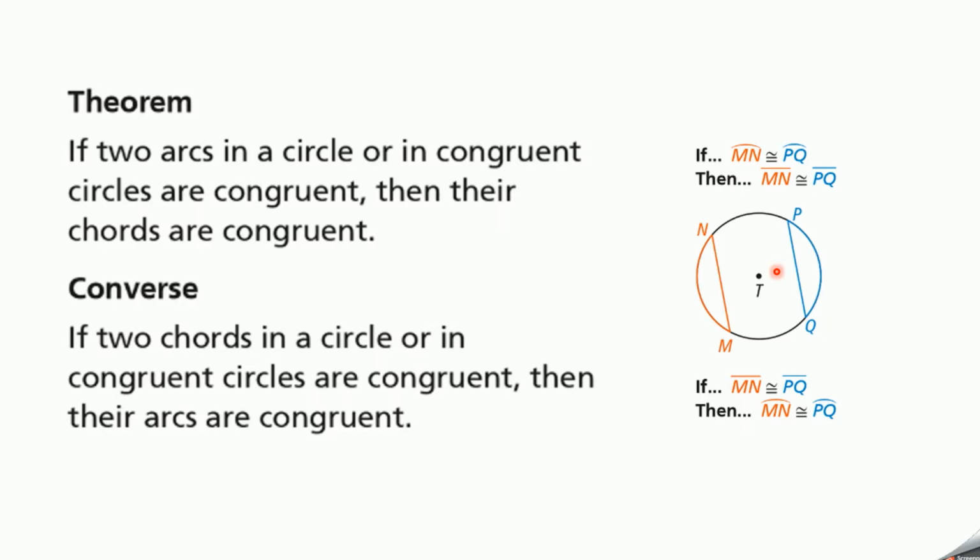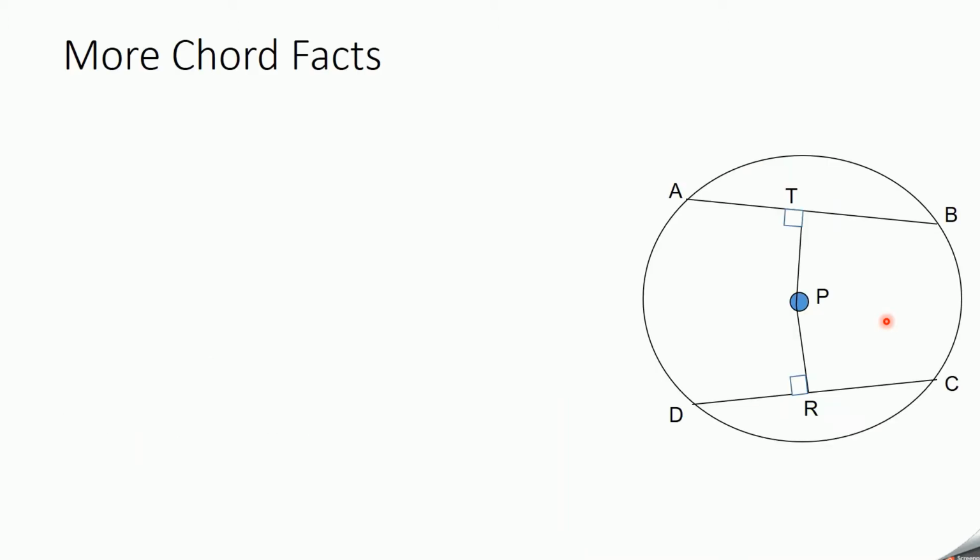The next theorem ditches the radius and just looks at the chords. If two arcs in a circle are congruent, then the chords are congruent. So if the arc NM was congruent to the arc PQ, then NM would be congruent to PQ as a segment. The converse of that is if two chords in a circle are congruent, then the arcs are congruent. Again, proven using the same reasons as the last theorem, just without the radii drawn in.